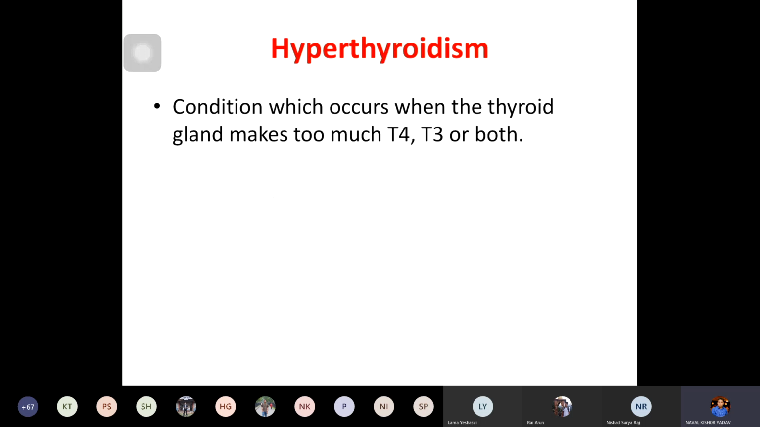Now come to the other disorder, known as hyperthyroidism. This is a condition which occurs when the thyroid gland makes too much T3 and T4, or both. The level of thyroid hormones will increase. The level of T3 and T4 will increase.